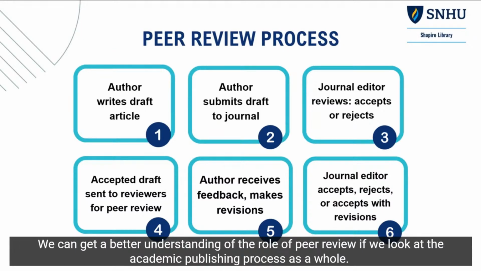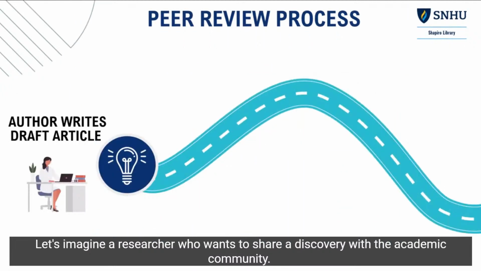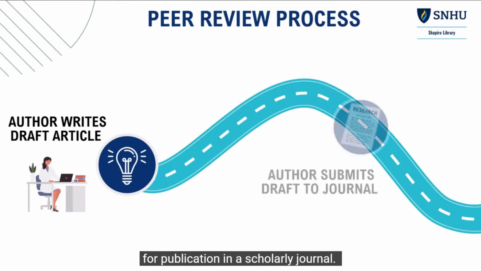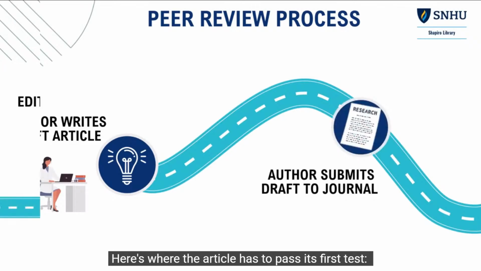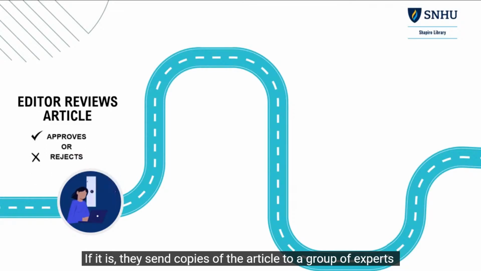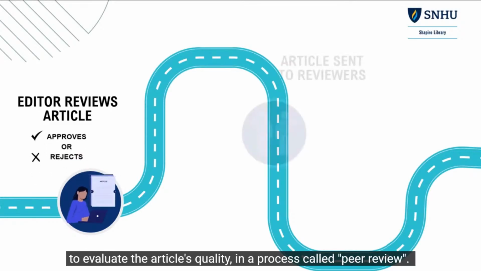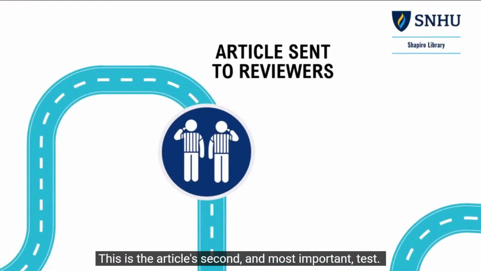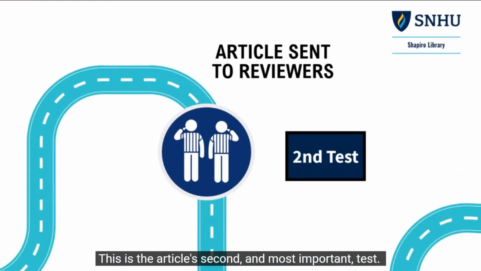We can get a better understanding of the role of peer review if we look at the academic publishing process as a whole. Let's imagine a researcher who wants to share a discovery with the academic community. To do this, they write a draft article describing their research and findings and submit it for publication in a scholarly journal. Here's where the article has to pass its first test. The journal's editor reads over the article to decide whether it's a good fit for the journal. If it is, they send copies of the article to a group of experts to evaluate the article's quality in a process called peer review. This is the article's second and most important test.